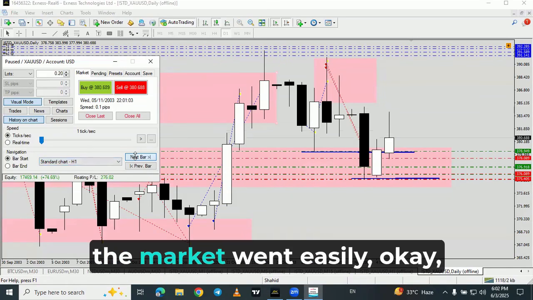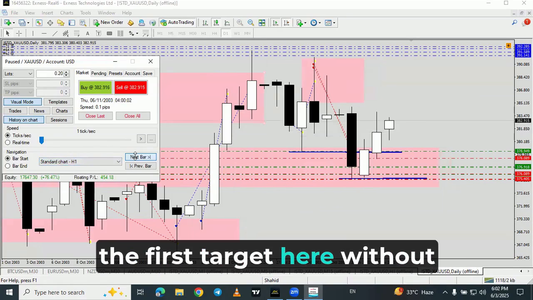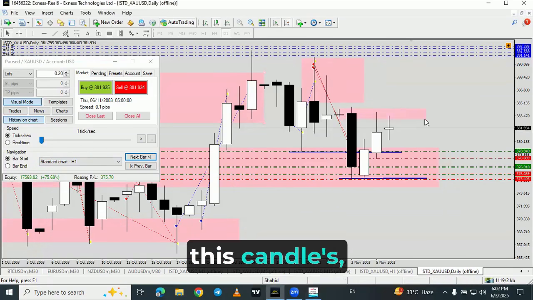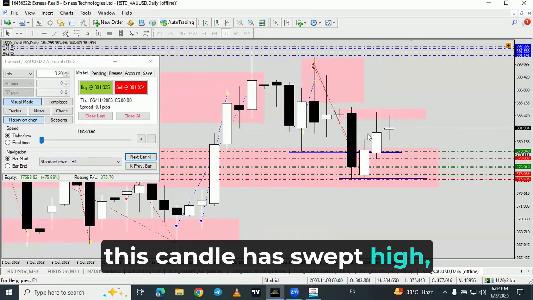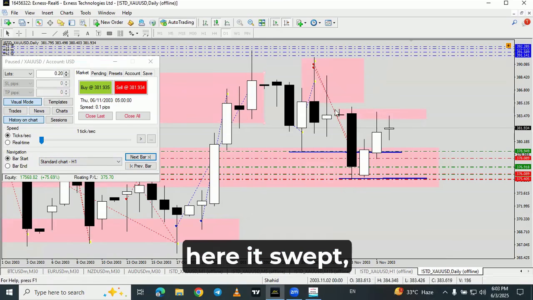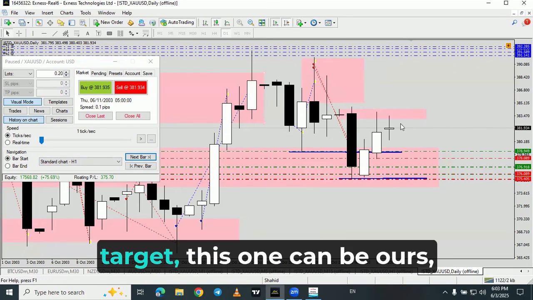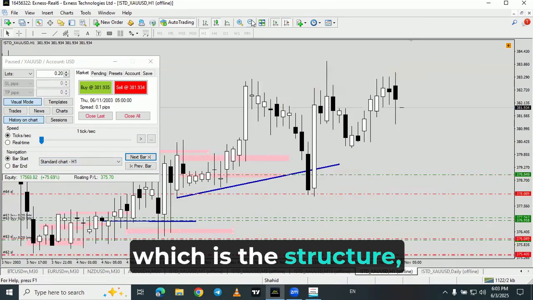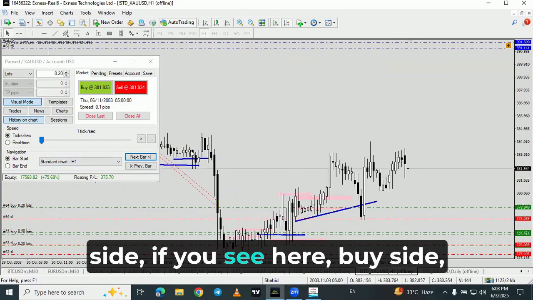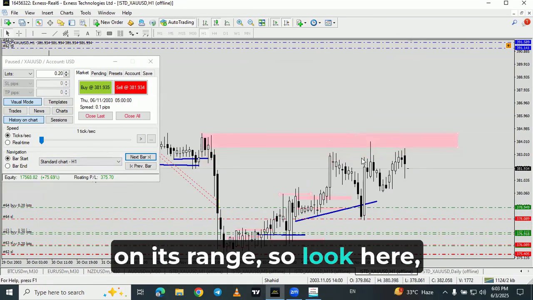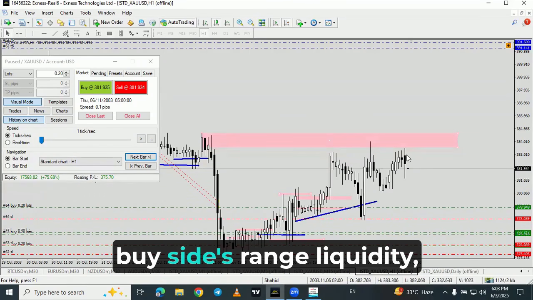Look, the market went easily. Okay, the first target here without being scared. If you see here, this is also one. This candle has swept high. What did the market do to it? Here it swept. So our first target is this one here, sweep target. This one can be ours, which is the structure. It can bring it to the sell side. If you see here, buy side, sell side, the market is standing exactly on its range. So look here, the market is standing on the buy side's range liquidity.